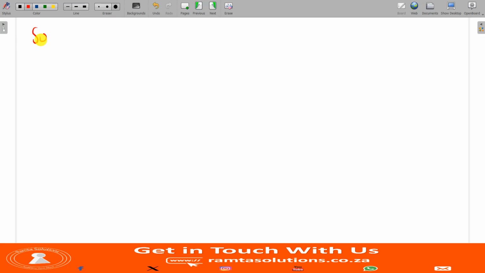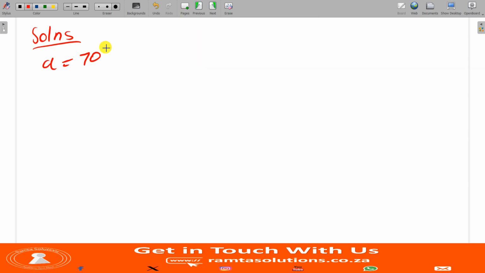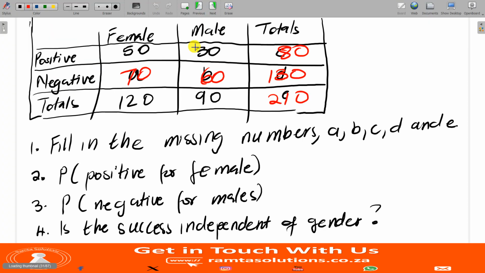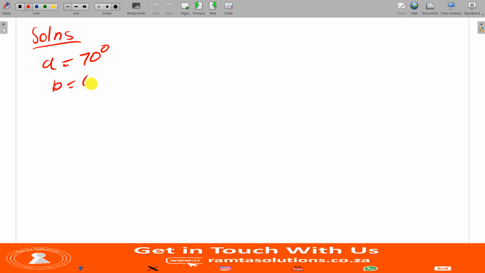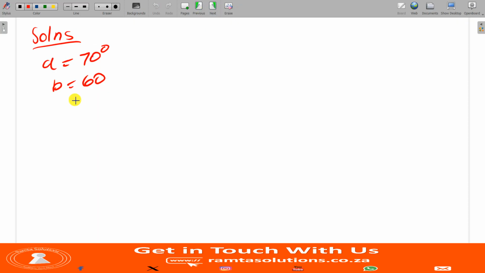So, solutions. We found A to be 70, B to be 60, C to be 80, D to be 130, and E to be 210.